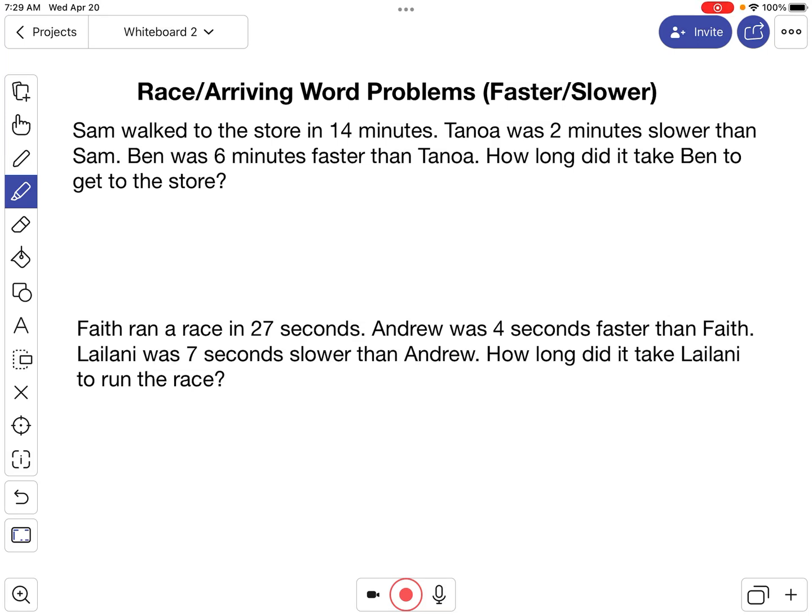We're going to take a look at race problems, word problems where people are arriving somewhere faster or slower than other people. So let's look at our first example problem here.